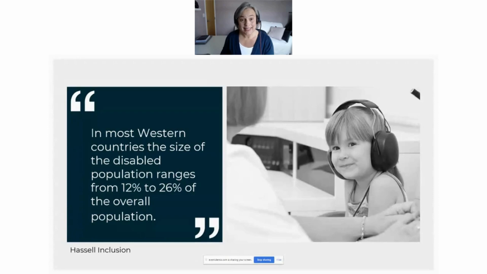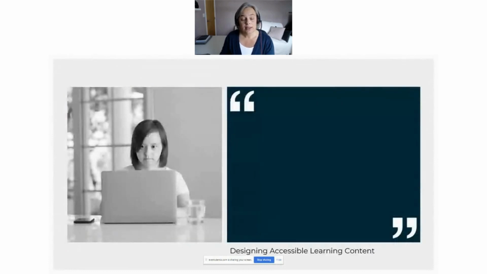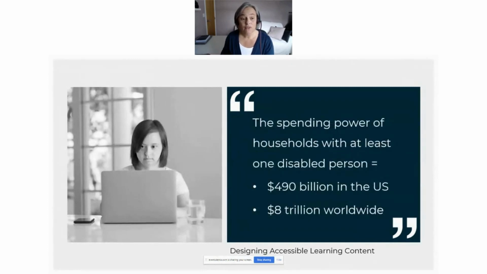So, having said that, the statistics in the US are actually very clear. According to the CDC, 61 million adults, or 26% of the population, have some type of disability. So, while those statistics alone might not be enough to persuade everyone of the importance of accessibility, I think sometimes the economics behind those figures helps. So, the spending power of households with at least one disabled person is estimated to be $490 billion in the US and $8 trillion worldwide.